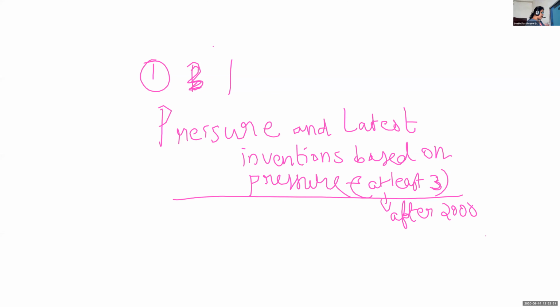Give me one paragraph. I just opened the e-board. Which year onwards? 2000 onwards. After 2000, I'll just write it on the e-board, but this is not clear.